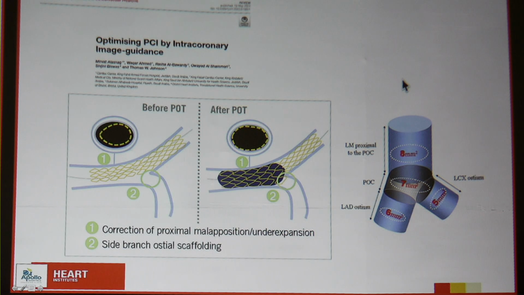Now, the role of IVUS has been well established: when you're doing a left main stenting or a bifurcation stenting, IVUS will give you an idea what would be the POT balloon size and how much length you have to see, and what it was before POT, you can see after POT, and then you can finally dilate it.